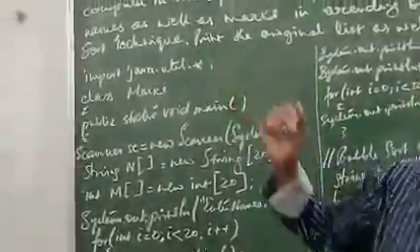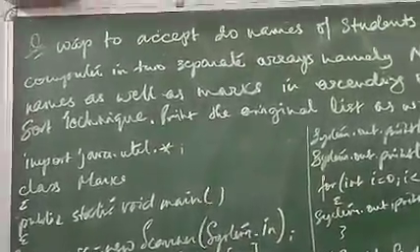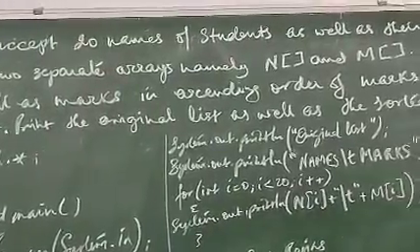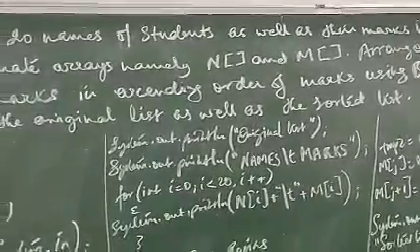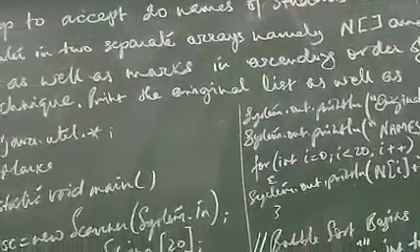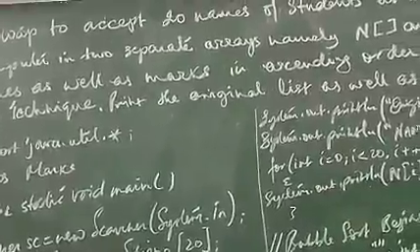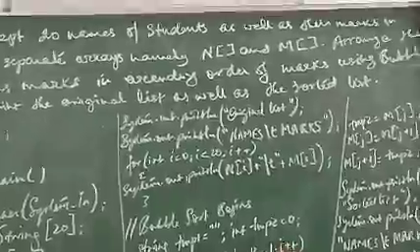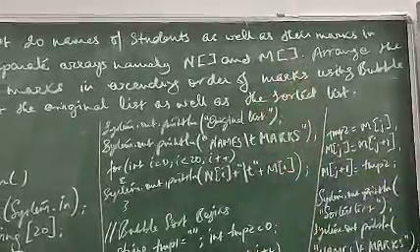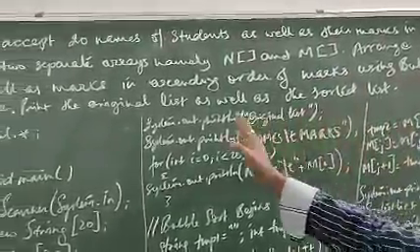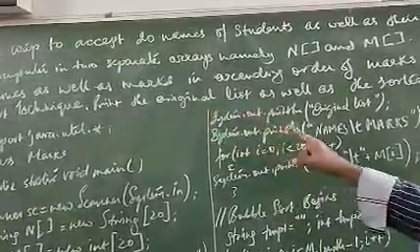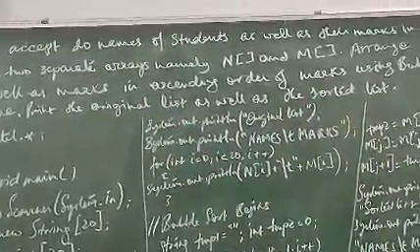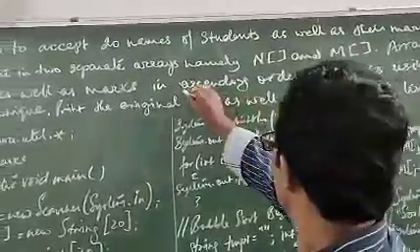So let us understand with the help of a question. The question is, write a program to accept 20 names of students as well as their marks in computer in two separate arrays called n and m respectively. These are the two arrays. n stands for the names, and m will store the marks. Arrange the names as well as the marks in ascending order of marks. Remember, it is ascending order of marks.